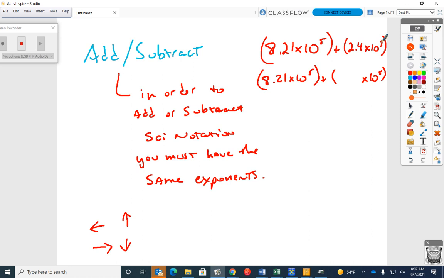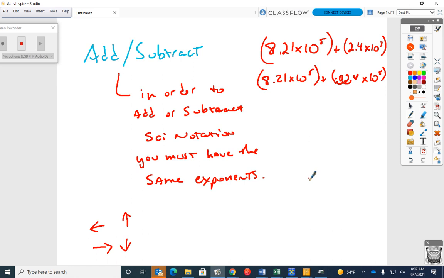So I went from 3 and I went to 5. Did I go up? I went from 3 to 5. Did I go up? Yeah. So if I went up, how many did I go up? I went 2. So my decimal is going to go where? 2 spaces which direction? To the left. Okay. So this 2.4 is going to move 1, 2. This is now going to be 0.024 times 10 to the 5th.